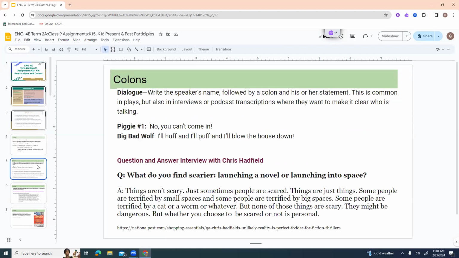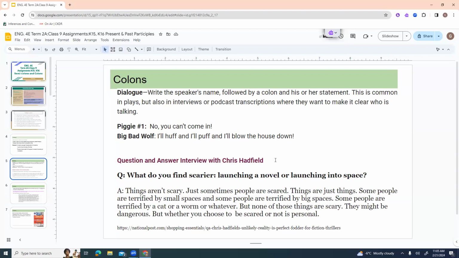Okay, dialogue. In a play or a commercial or a radio podcast or whatever, this designates who is speaking. Okay, so Piggy number 1, colon, No, you can't come in. Big Bad Wolf, colon, I'll huff and I'll puff and I'll blow the house down. So here we're not using quotation marks because if you're looking at a play, the entire thing is dialogue. So this just becomes a much simpler way to write it, okay?